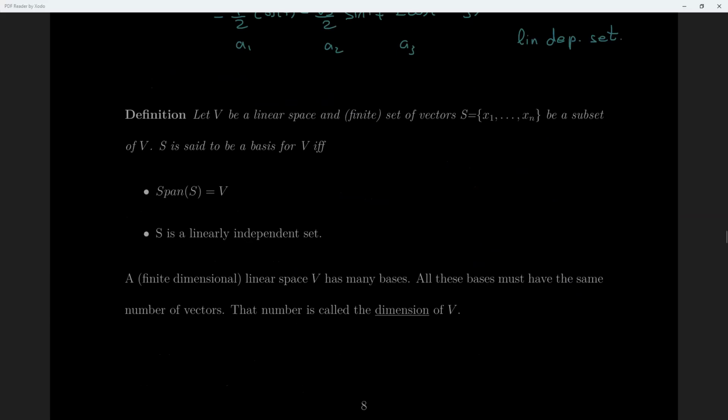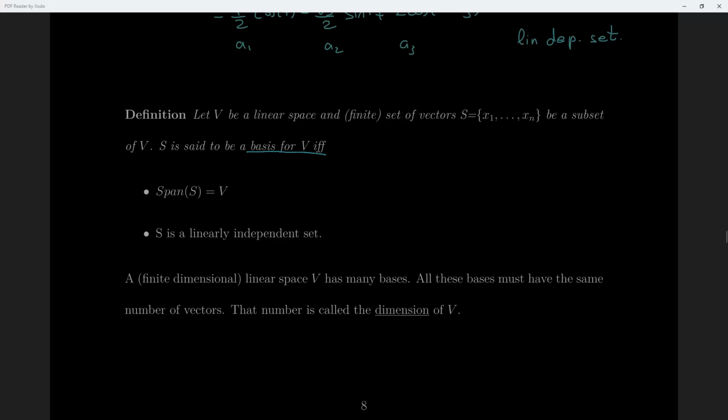So we will continue with a very important definition. The next definition is for the basis set. Let V be a finite linear space, and we are given a finite set of vectors S, x1 to xn, which is a subset of V. S is said to be a basis for that vector space V if and only if the span of these vectors is equal to the vector space V itself, and S is a linearly independent set. So this is the definition of the basis set. The span should be equal to V and the elements should be linearly independent.